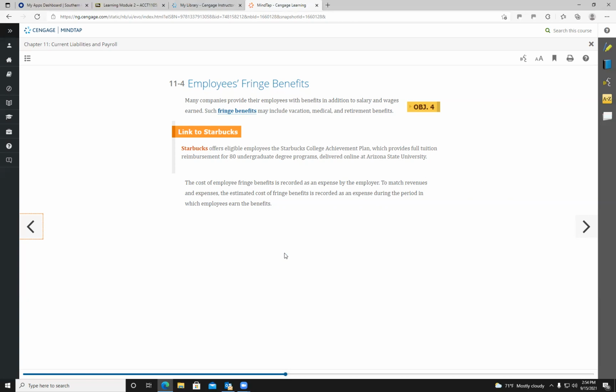Now they can be earned, so like at the college, we get so many hours of vacation per paycheck, and so many hours of sick leave per paycheck. All right.